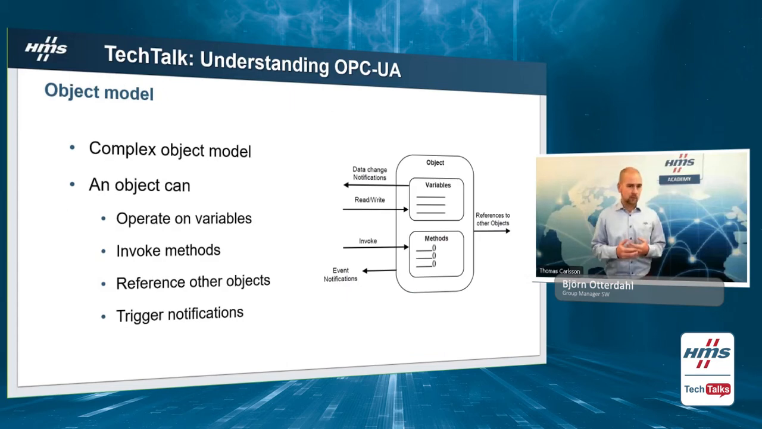The object model in OPC UA is more complex than you're used to. If you are working with industrial Ethernet protocols today, maybe you have a list of parameters, you can maybe group your parameters into different groups, but basically that's it. With OPC UA, you have a much more complex object model. It's very much like an object-oriented programming language, so it's almost a class in C++. So this object can have variables, it can perform services, it can reference other objects to build a complex representation of a device, and it can also trigger notifications and events.